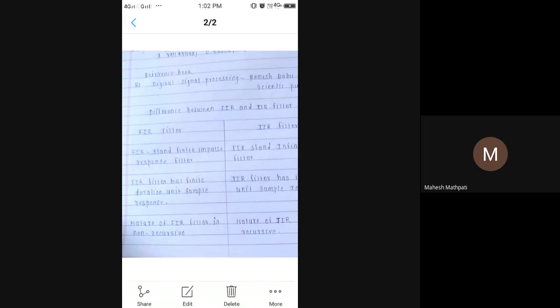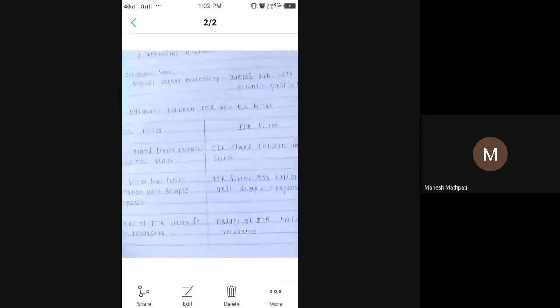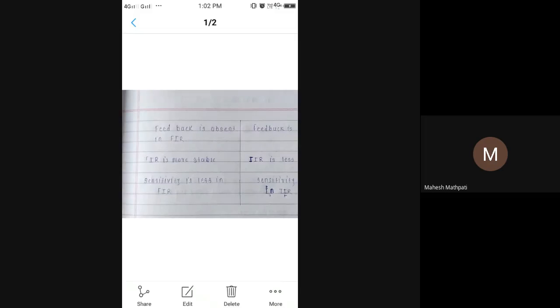Nature of FIR filter is non-recursive. Nature of IIR filter is recursive. Feedback is absent in FIR. Feedback is present in IIR filter. FIR is more stable. IIR is less stable. Sensitivity is less in FIR filter. Sensitivity is comparatively more in IIR filter.